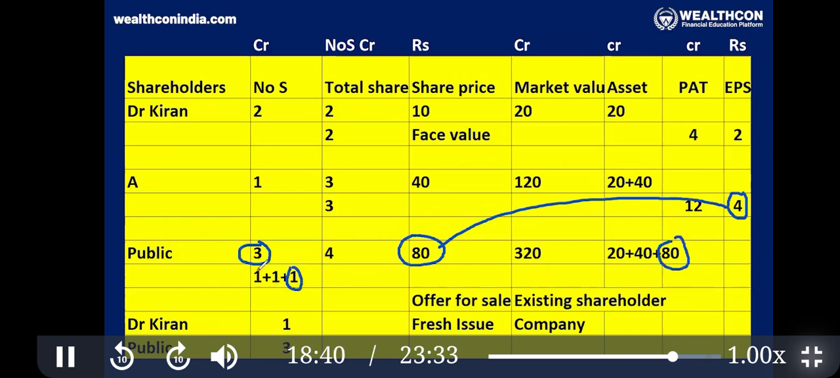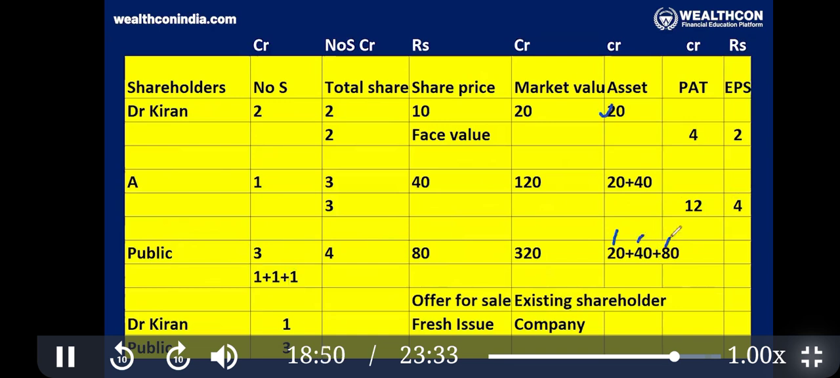Okay. So the company assets here are initially 20, Kiran has added 20 lakhs, thereafter A also added 40 lakhs, and then the public added 80 lakhs. So this is approximately their assets. This is not exactly how assets look, but this is for your conceptual understanding, because assets will increase by adding the PAT as well. That means assets will not be the same. It might go up because the profit will also be added here. But for simplicity, I'm just keeping it here that assets will increase after a fresh issue.